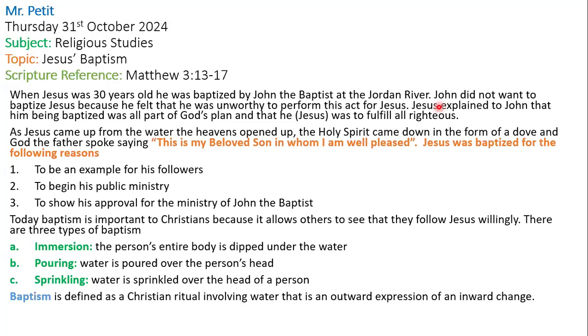Very good. And Camaro Rose, what is sprinkling? Water is sprinkled over the head of the person. Very good.